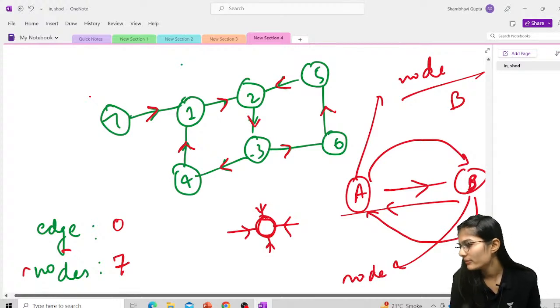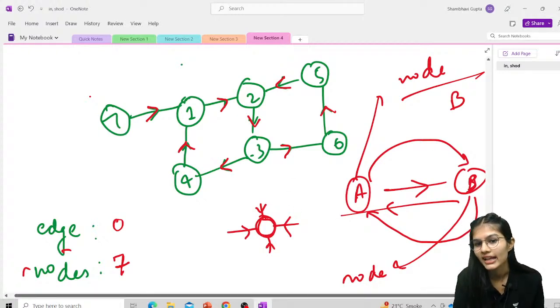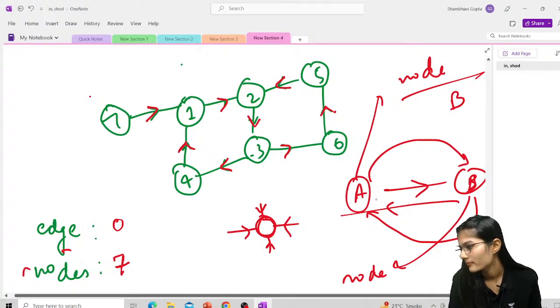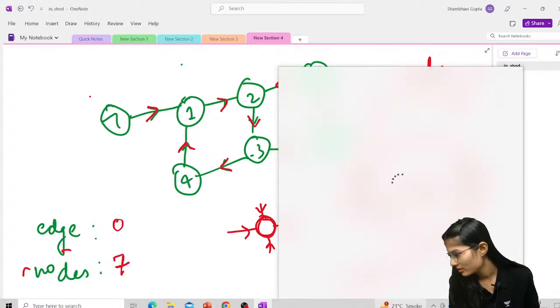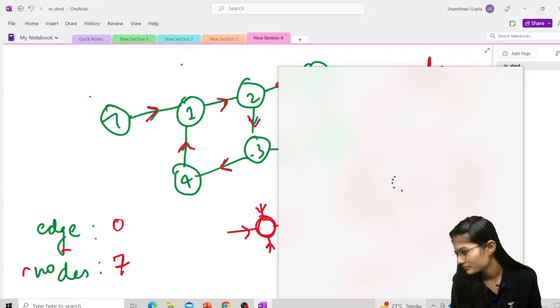Yes, A to B will be the edge, and in A to B this A will be the edge because it is referring to B. Okay, this A will be the edge because A is referring to B. Okay. Clear now, Mikesh? Clear? Sanket, clear? Yeah, right, it will be.